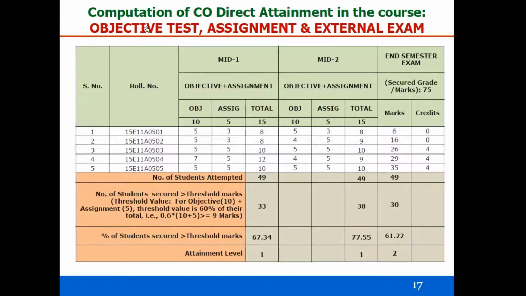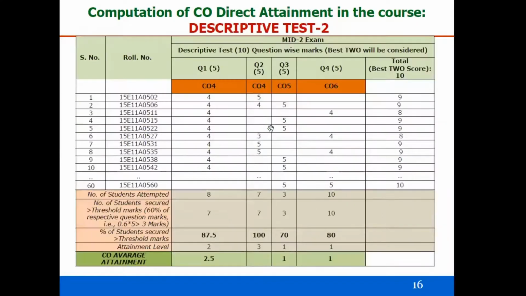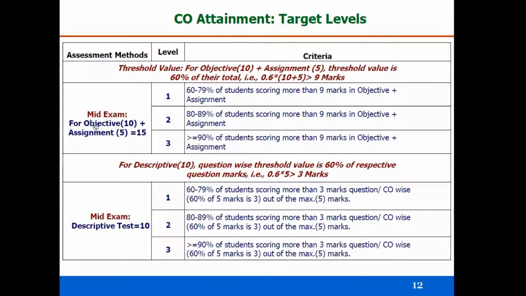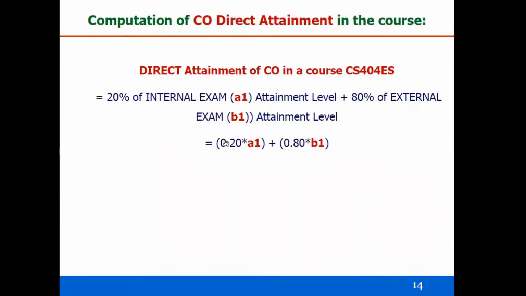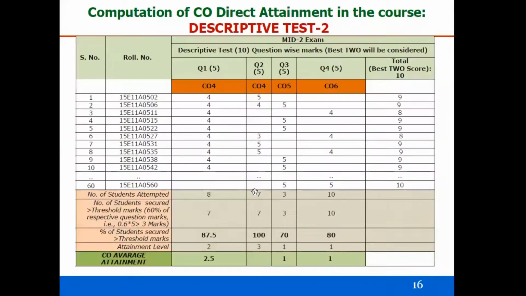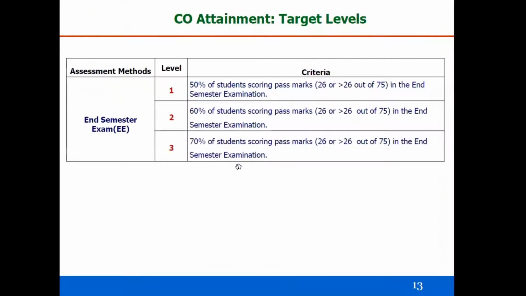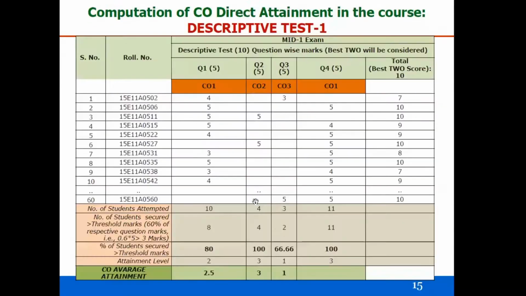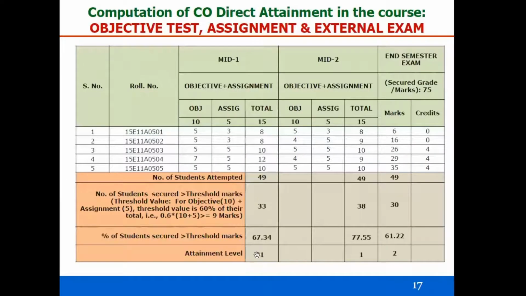So now go back and check the attainment levels. For the objective plus assignment combination, 60 to 79 is level 1, 80 to 89 is level 2, then greater than or equal to 90 is level 3. So what did we secure? Here we secured 67. Now 67 comes under which one? 60 to 79. So that is level 1, and that level 1 we have to consider here.